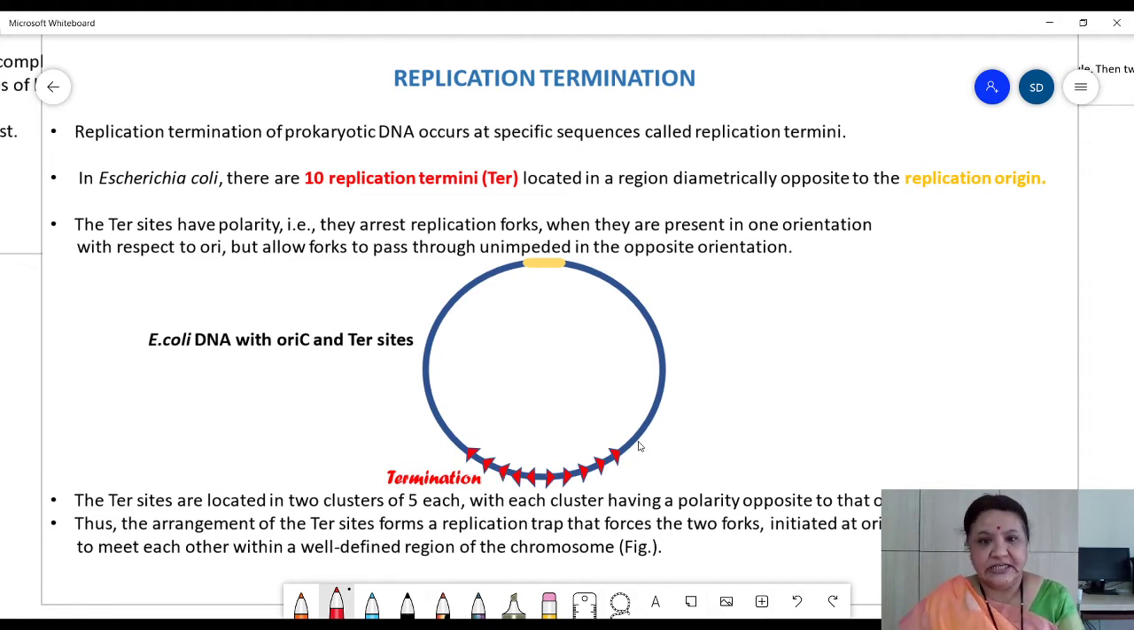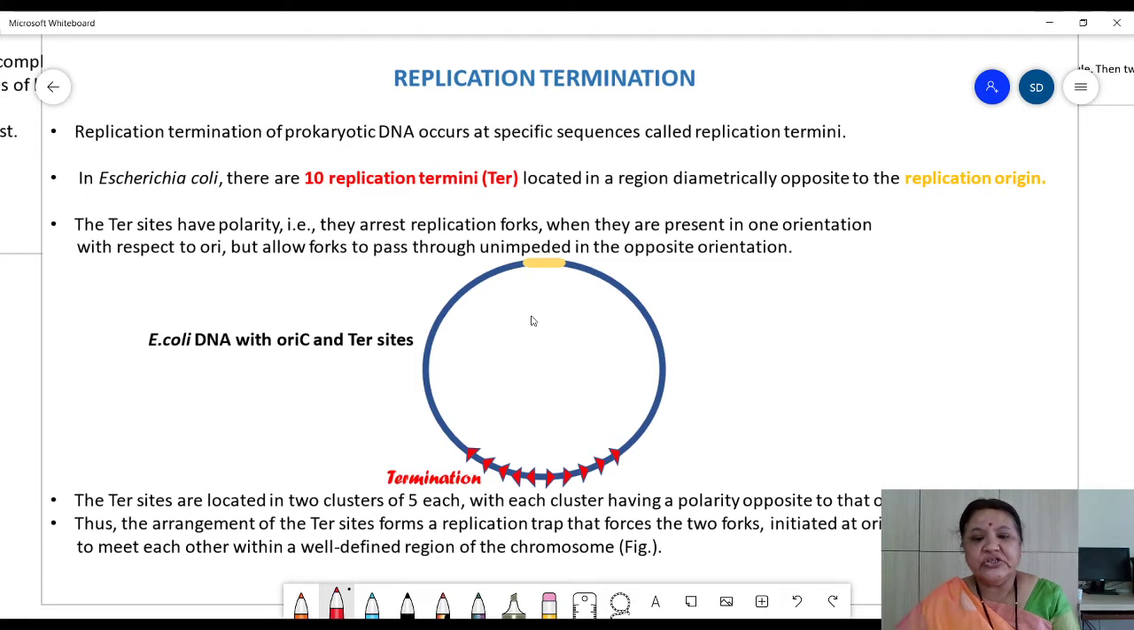These termination sequences are also called Ter sequences, and they are organized into two groups. In E. coli there are a total of 10 sites. There are two groups, each made up of 5 sites, and these sites are oriented in the opposite direction. So their polarity is opposite to each other. As shown here, they are oppositely directed.